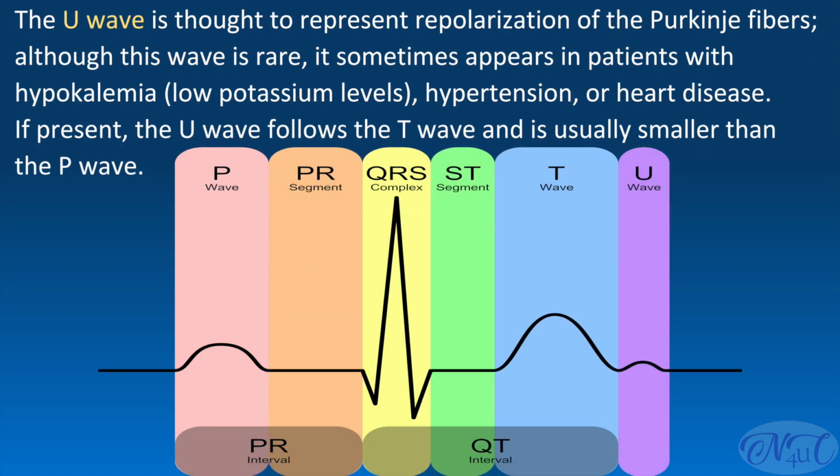The U wave is thought to represent repolarization of the Purkinje fibers. Although this wave is rare, it sometimes appears in patients with hypokalemia, that is low potassium level, hypertension, or heart disease. If present, the U wave follows the T wave and is usually smaller than the P wave. If larger in amplitude, it may be mistaken for an extra P wave.